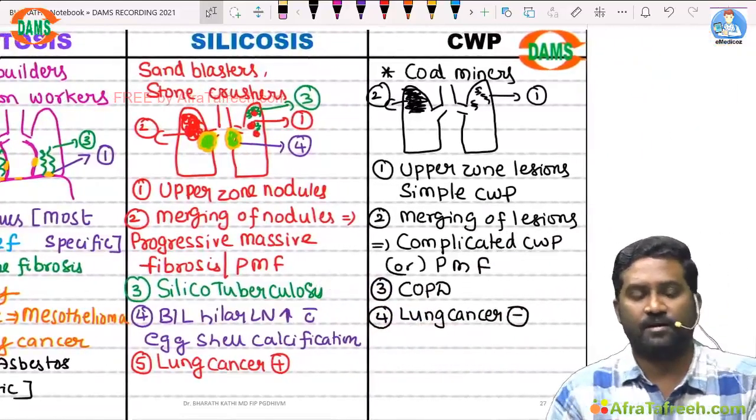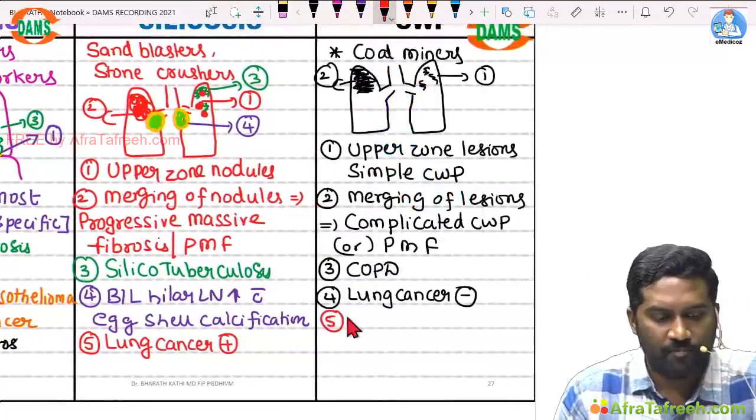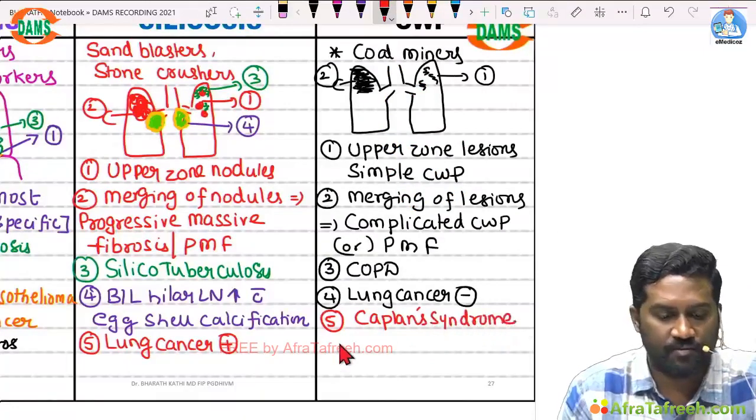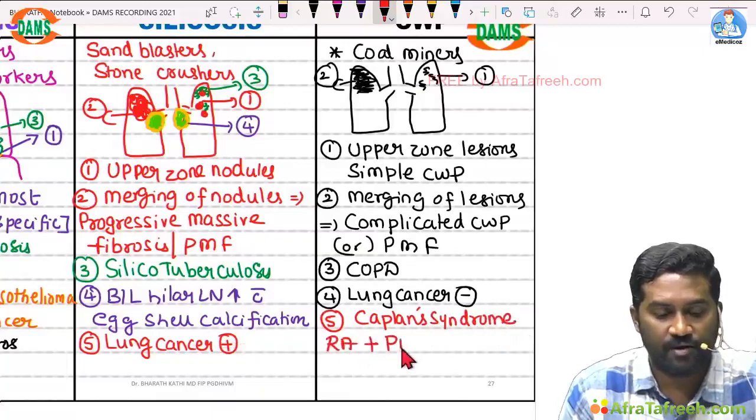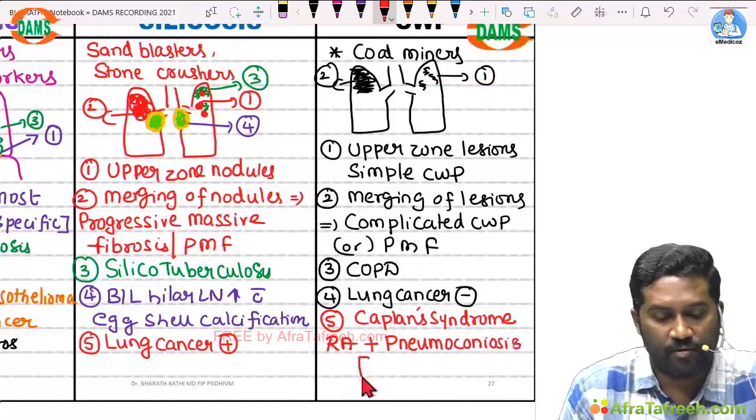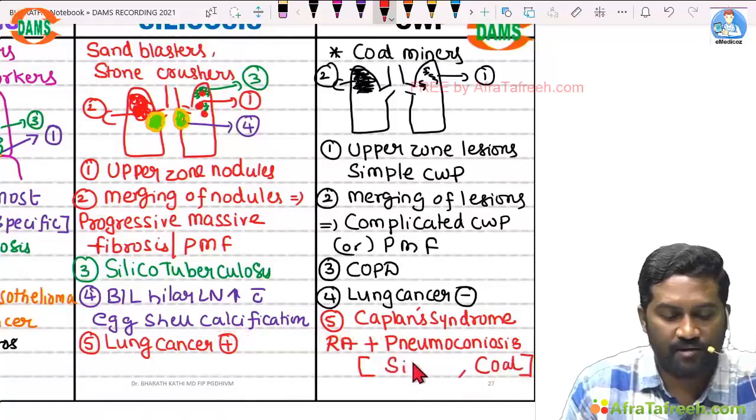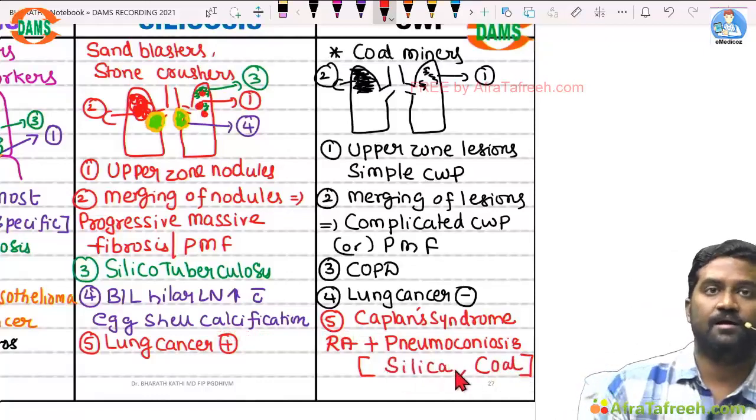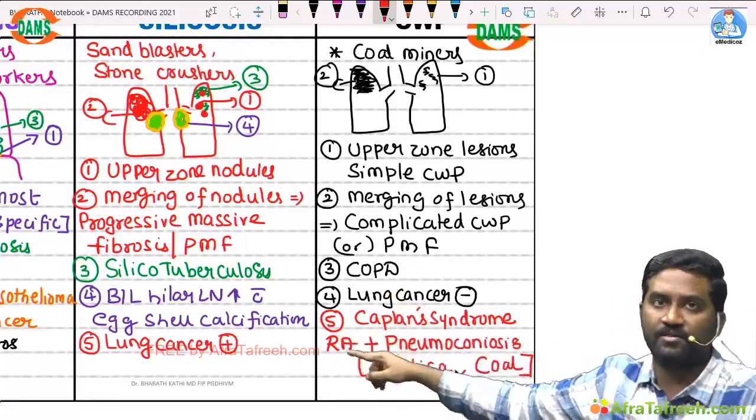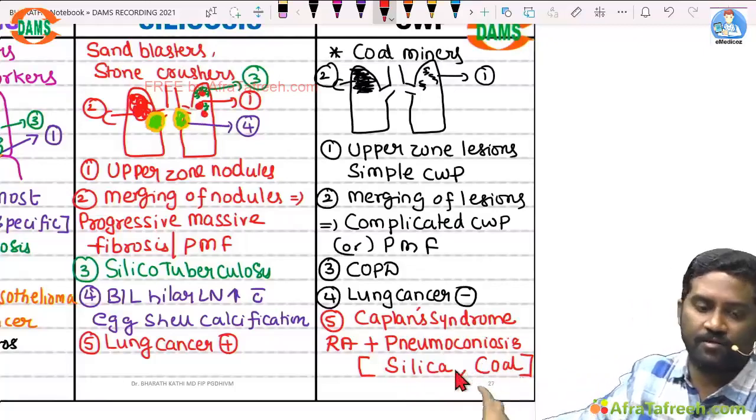Whenever I am discussing coal workers pneumoconiosis, I should tell you a combination. What is that combination? It is Kaplan's syndrome. What is this Kaplan's syndrome? It is a combination of rheumatoid arthritis with pneumoconiosis. Pneumoconiosis is nothing but occupational lung disease. What are the particles responsible? It was first identified with coal. Nowadays it is happening more frequently with silica. Most common particle as of now is silica.